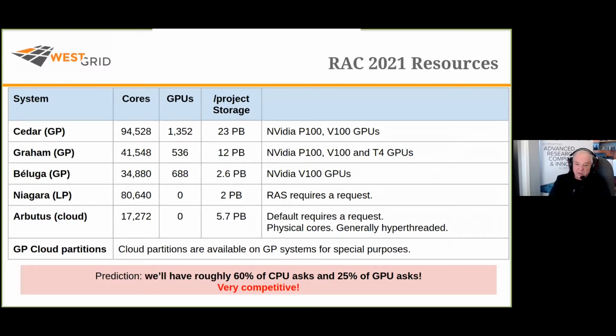Cedar, Graham, Beluga, Niagara, and Arbutus. Cedar at SFU, Graham at Waterloo, Beluga in Quebec, Niagara in Toronto, and the Arbutus Cloud at University of Victoria. In this slide, you can read it, but I just want to note that we have bought some more hardware over the last couple of years, and particularly last year, and a whole bunch more GPUs because they're in such high demand. And you will note now that there are multiple types.